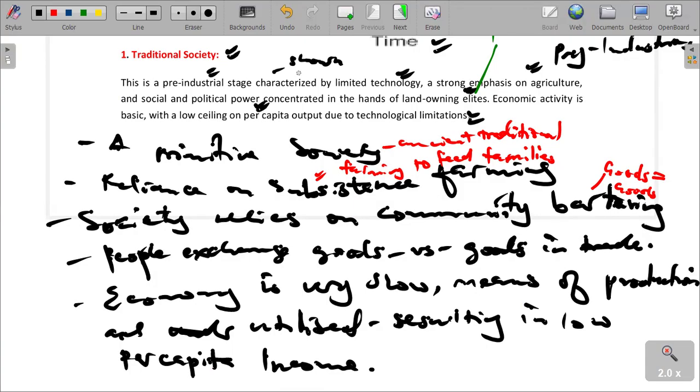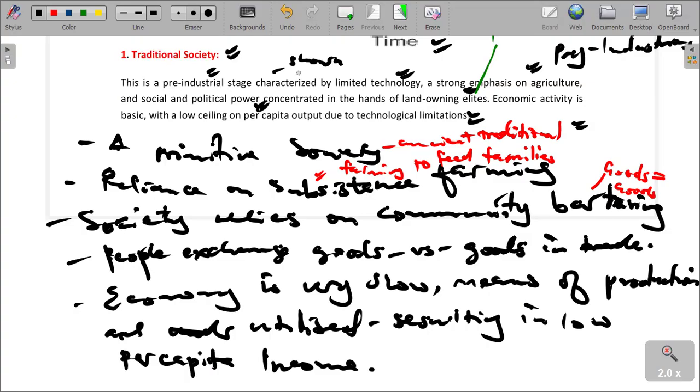So as the name defines itself, we have got a low ceiling on per capita output due to technological limitations. Technological limitations result in low per capita output, and therefore, like we said, the society is primitive. It is actually ancient and traditional. So there is heavy reliance on subsistence farming to feed families. Families are basically the reason for the primary farming that is taking place.